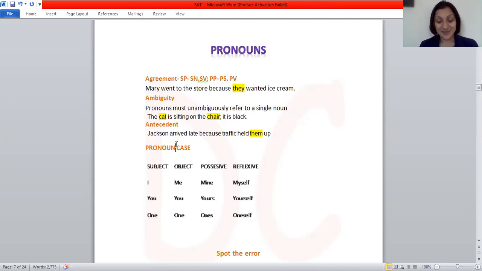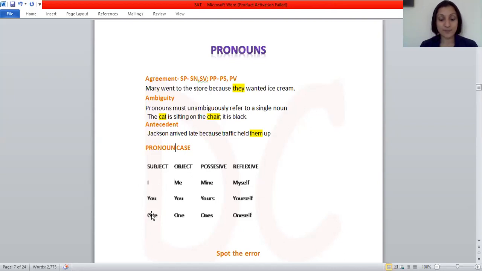SAT writing grammar rule. So when you say I, it's a subject case pronoun. When you say one, you, it's a subject case pronoun. Subject case pronoun you and one remain the same in object case. So if I have to say I go to the movie, I will go to the movie. I am using I as the subject.